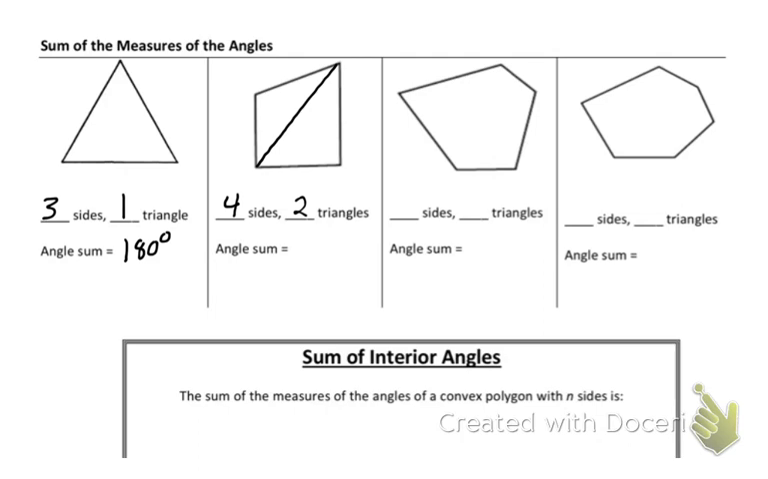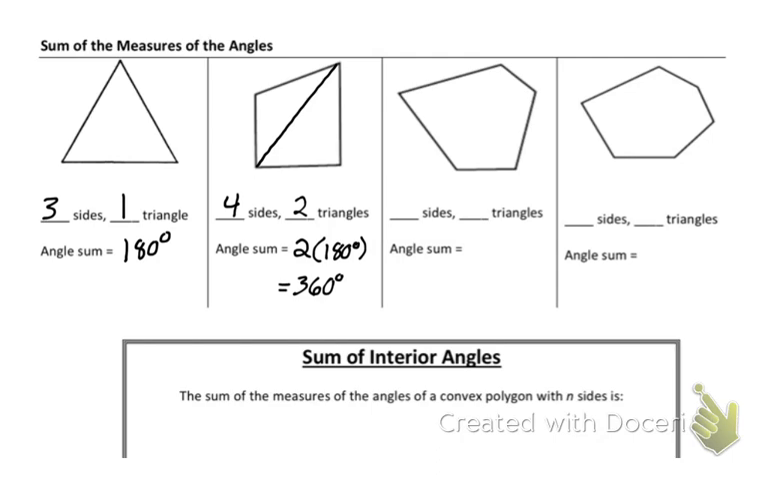All right, anyway. So there's two triangles. Each triangle is 180 degrees. So that must mean the angle sum of this one would be 2 times 180 degrees, which equals 360 degrees.